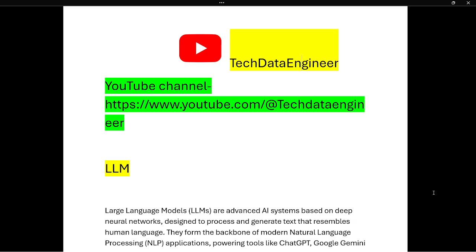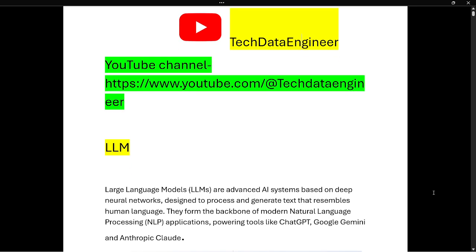Earlier there was a legacy system, NLP, with which we built chatbots or any natural language based applications. Now LLM came to design, process and generate text that resembles human language. We have now seen applications like ChatGPT, Google Gemini, Anthropic Claude. Those are examples of LLM.